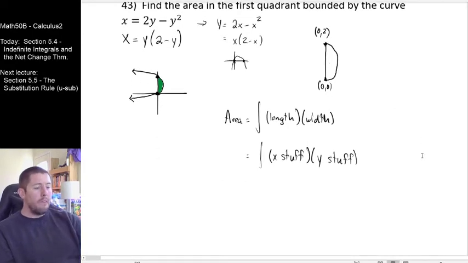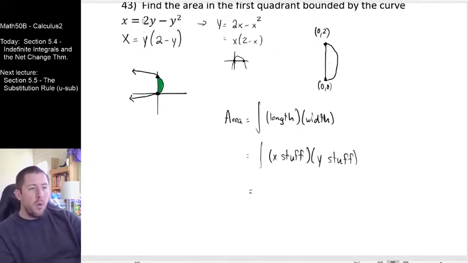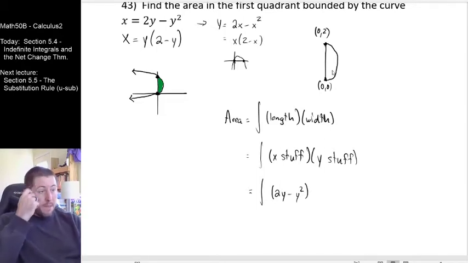Well, what do I have? Do I have any way to describe my x stuff here? Well, I do know what my x values are always going to be. X right here. X is 2y minus y squared. All right. This is going to be my x component.